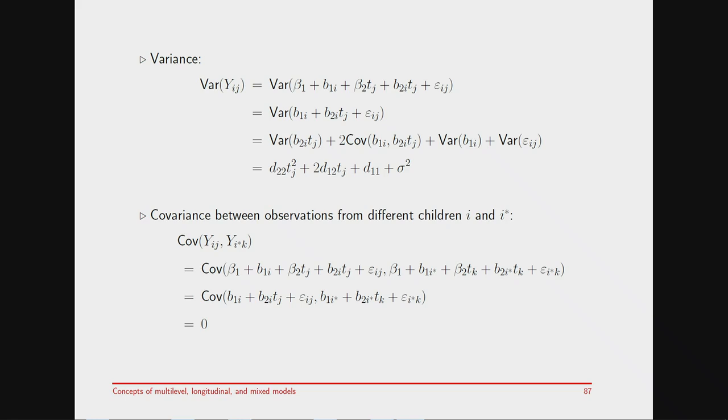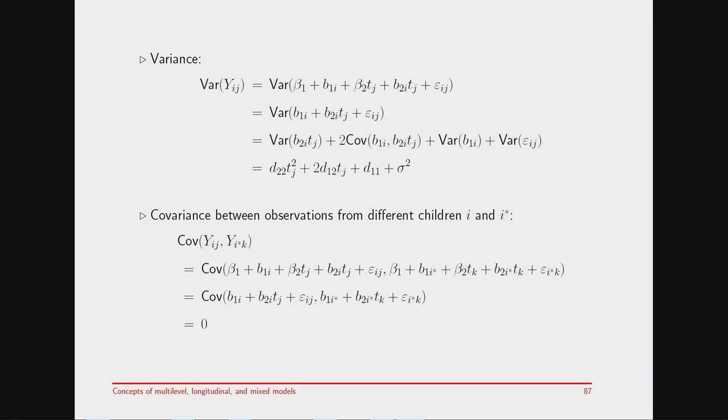It's a quadratic function of time where you see that the entries in that D matrix are the coefficients in that quadratic function. So the quadratic term is the D22 element, the linear term is 2 times D12, and then D11 plus the residual variance, that's the constant term. So that's what you're assuming, whether you like it or not. So that's what you need to realize.